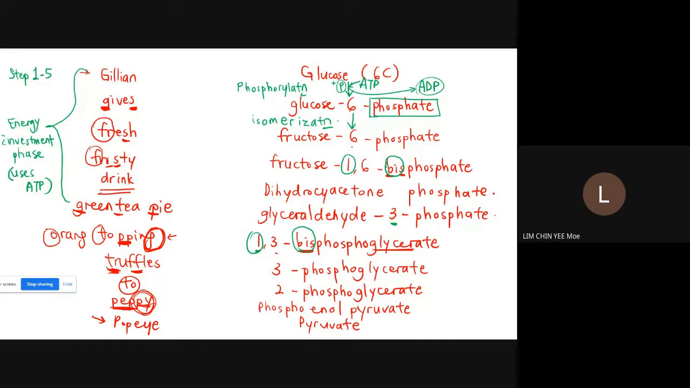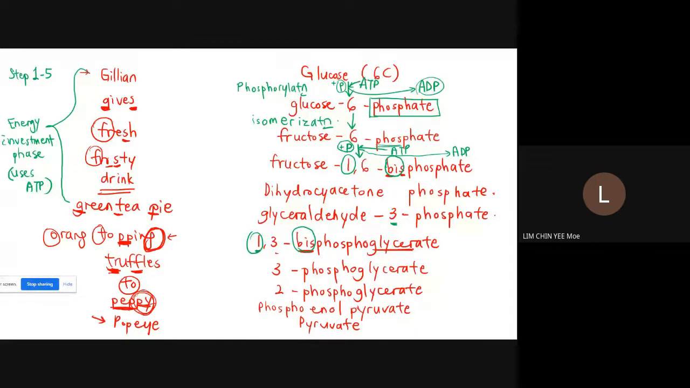But now, the next one. Fructose 6 become fructose 1,6. What is difference here? Fructose 1,6 ada lebih apa? Lebih phosphate. Use ATP. Very good. Again, from 1,1 je phosphate, dekat position 6. Now, dia dah tambah phosphate dekat position 1. So, bisphosphate dah tahu dia ada lebih phosphate. And we know this is energy investment phase, so dia guna ATP. That means the phosphate group, it comes from the ATP. ATP bagi phosphate group dekat fructose 6 phosphate. Itulah yang dia gain phosphate group and become fructose 1,6. So ATP pula dah jadi ADP.